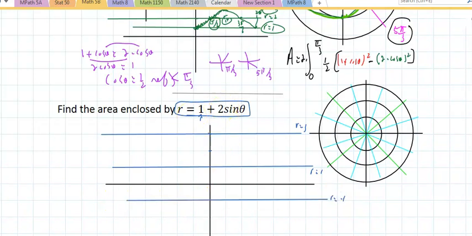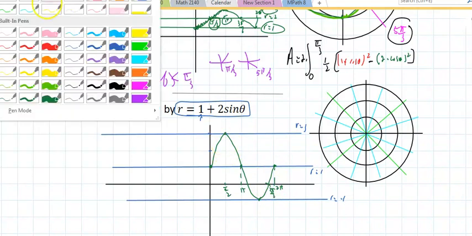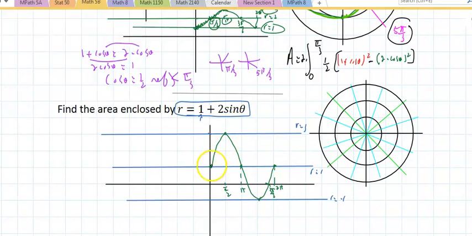A graph of a sine starts at the origin, runs up to the amplitude, back down, and back to the starting point. That's a full cycle. This is 2 pi, this is pi, this is pi over 2, and this is 3 pi over 2. So I notice this graph starts at 0, I am already at 1, and it increases.